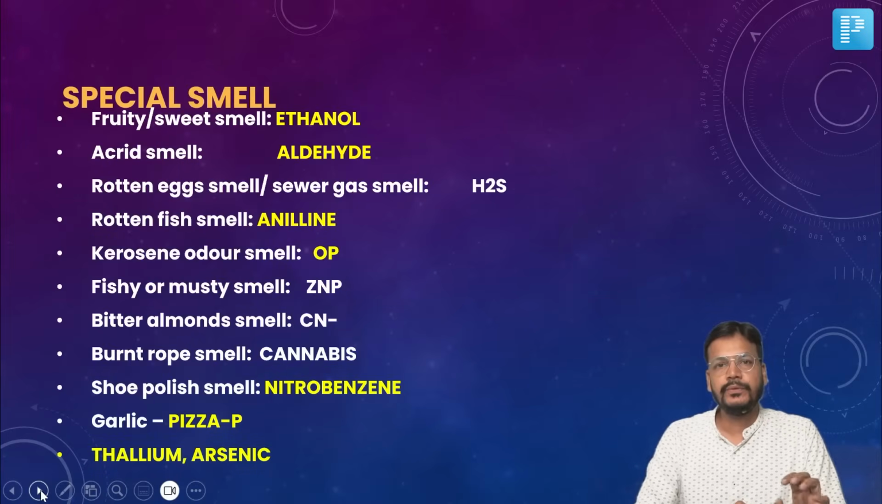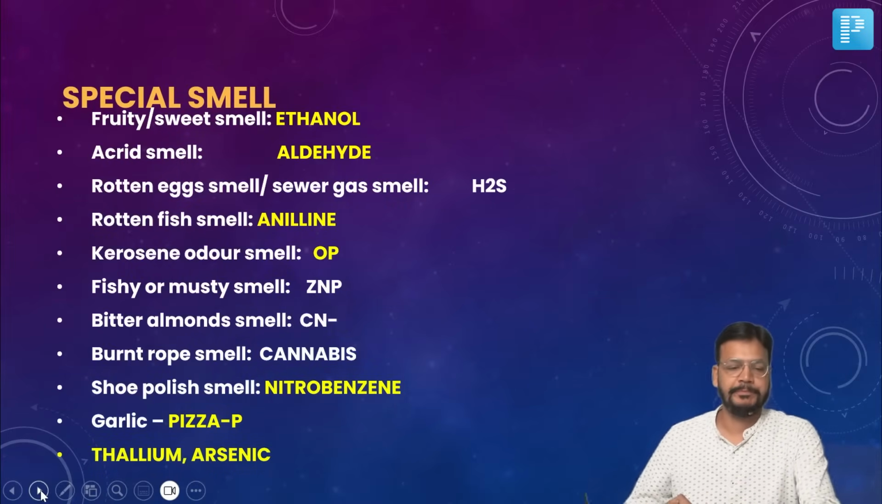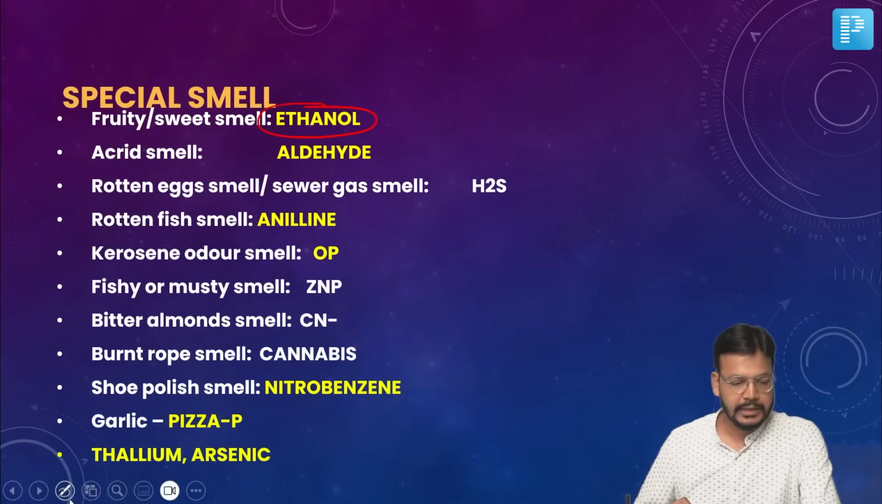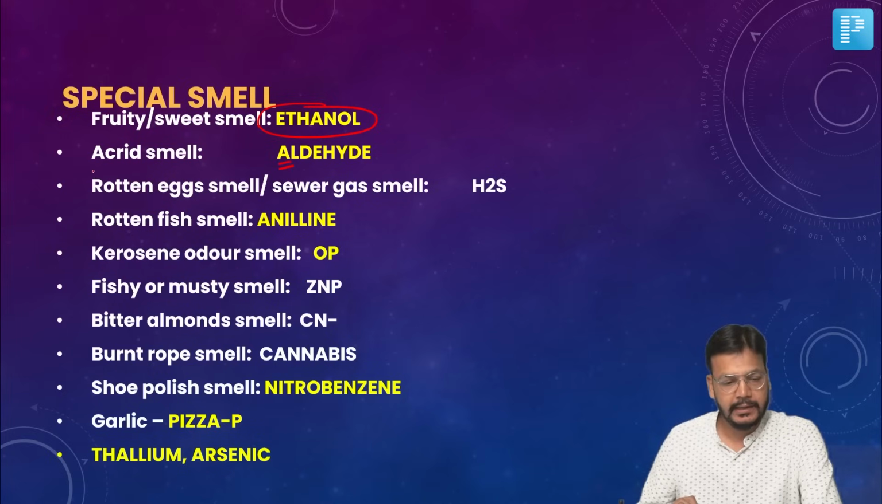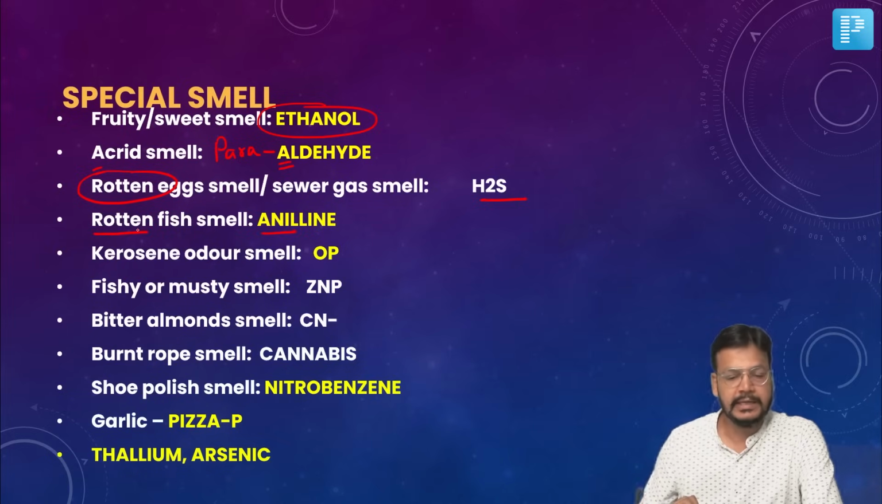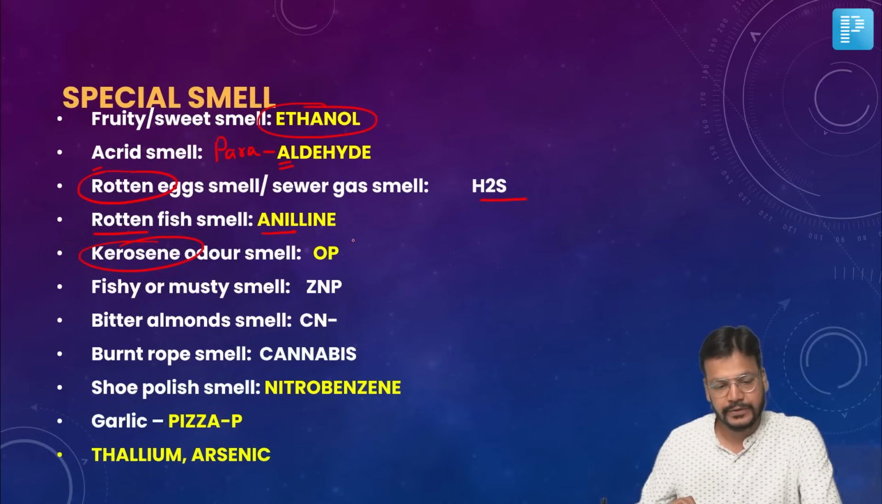Now a few poisons and their specific smells. Ethanol gives a fruity smell. A for aldehyde, acrid smell, and I have seen one question on paraldehyde, acrid smell. Rotten egg, very important smell. Sewer gas smell is H2S, hydrogen sulfide. Rotten fish, aniline smell. But one of my favorite MCQs, organophosphate, has a kerosene-like smell. Fishy smell, zinc phosphide.